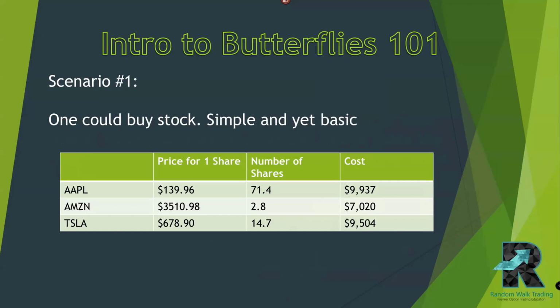It's pretty simple. This is from a couple of weeks ago. Apple was about $140 a share. Amazon was $3,500 a share. Tesla's $680 roughly. And Apple, you could buy about 71 shares, and that would tie up almost all your 10K. Amazon, you could buy 2 shares. You can't do fractionals in most brokerage platforms. You've got to get whole shares. That ties up about 7 of the 10 grand. And Tesla, you could buy about 14 shares, and you're going to tie up about $9,500. So you can allocate almost all of it to that, but that's not recommended.